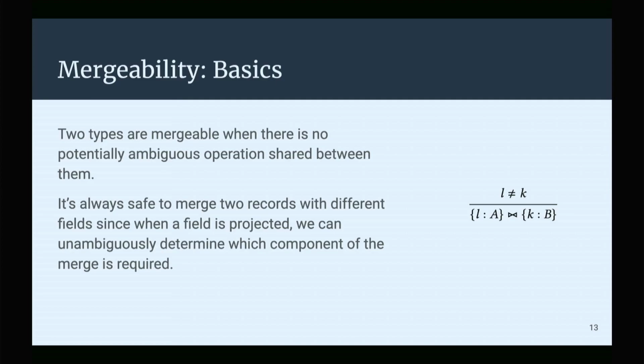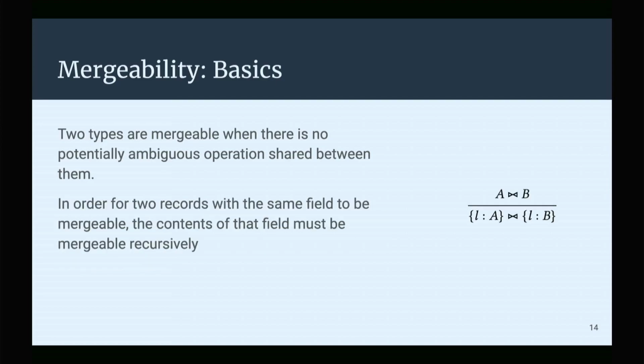that might cause nondeterminism. So for example, it's always safe to merge two records with disjoint fields. That's because when you project a field out, you always know which component of the record the projection applies to. On the other hand, it gets a little bit trickier when you have overlapping fields. In those cases, we make sure that the contents of the overlapping fields are mergeable with each other, so we can merge the contents recursively.